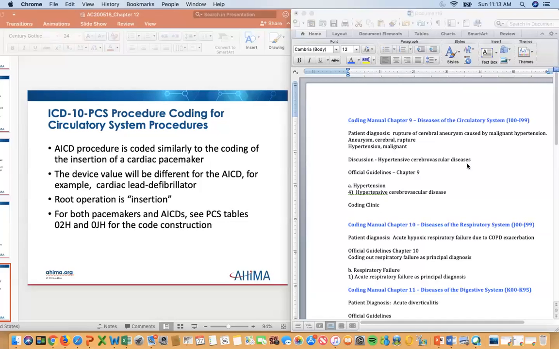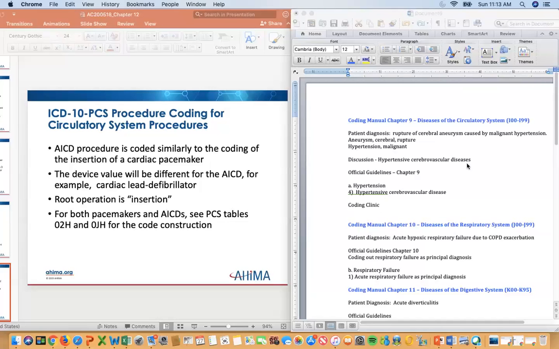Right there it says hypertensive cerebrovascular disease requires two codes: the appropriate I60 to I69 code, followed by the appropriate hypertension code. So you know that you coded that out correctly because you went back to the guidelines. Now, let's follow through, as I like the big picture part of it.